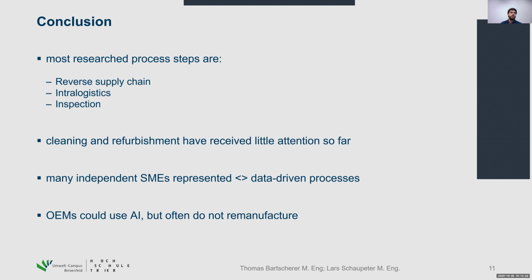So now we come to the conclusion of our research. When looking at the sub-processes within remanufacturing that have been realized with AI to date, it is noticeable that these are mainly processes that are also found in a similar way in new part production. For example, the intralogistics, inspection, and the reverse supply chain.